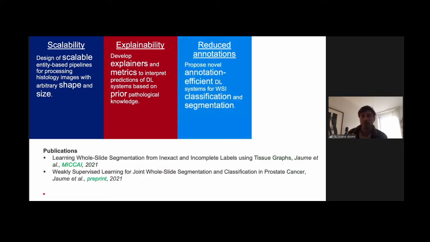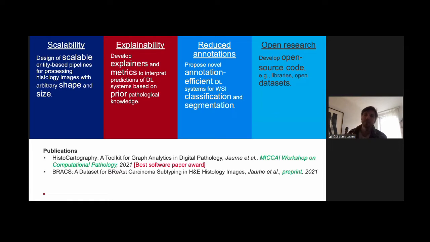Then the third one is that we worked on methods that are annotation efficient, or in other words, methods where we try to minimize the amount of annotation that we need to train the system. And finally, we've worked on developing open source libraries that can be reused by the community along with public datasets that people can use to benchmark their approaches.